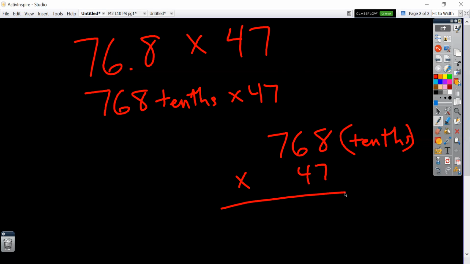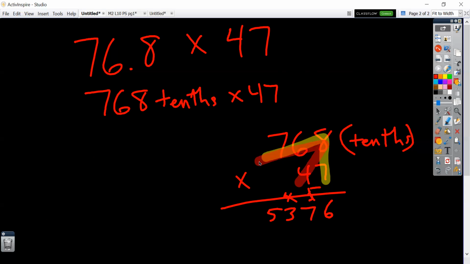Well, remember, we're going to do 7 times the top number. So 7 times 8 is 56. That's one of the hardest facts out there. 7 times 6 is 42, plus 5 more, 47. And then 7 times 7, 49, plus 4 more, 53.